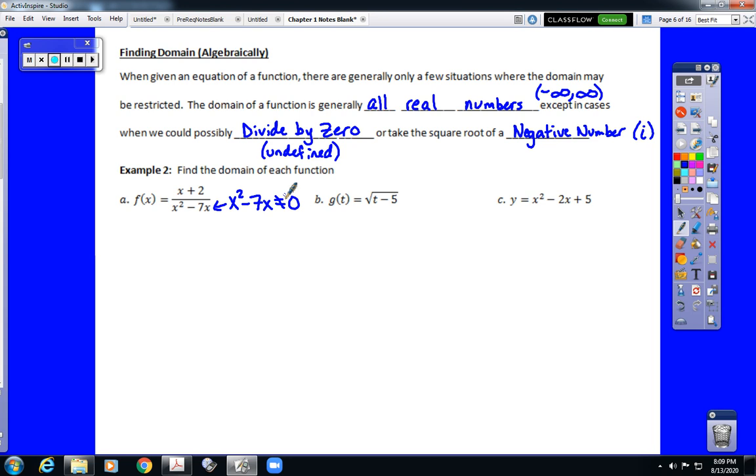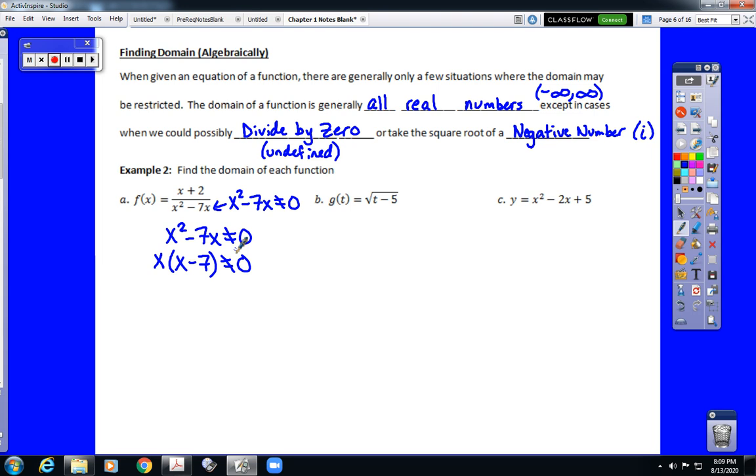So we would basically be solving the equation x squared minus 7x equals 0, except we're going to have a not equal sign in there. So that would be solved by factoring. Those two terms have a common factor of x, so we would pull out that GCF of x, which would give us x times the quantity x minus 7.